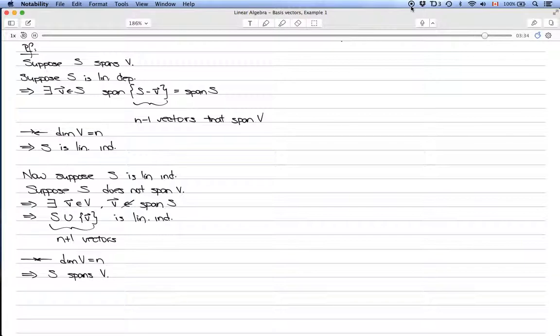So we're done. And this theorem is very useful because if you know the dimension of your vector space and you're given that many vectors, then you don't need to check both spanning and linear independence. You only need to check one.